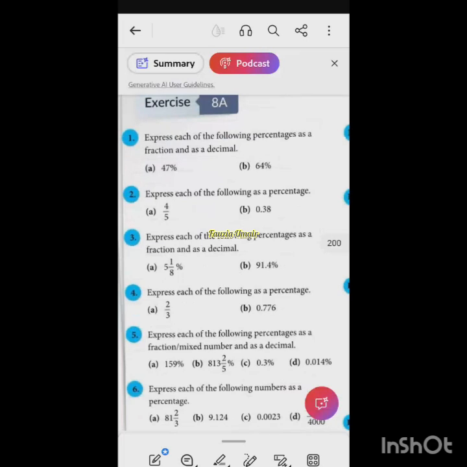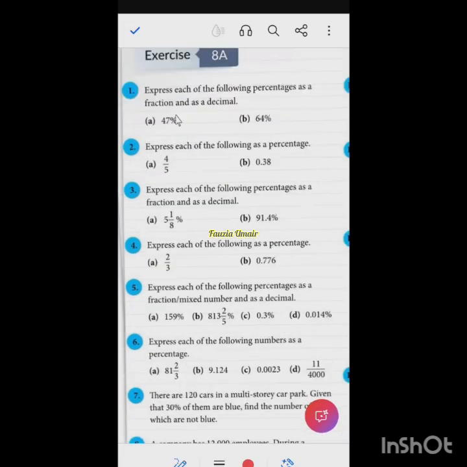The first question is: express percentages as a fraction and a decimal. What is 47% as a fraction? 47 by 100. Very good. And what would be the decimal? 0.47. Now what is 64%? 64 by 100 and the decimal is 0.64.